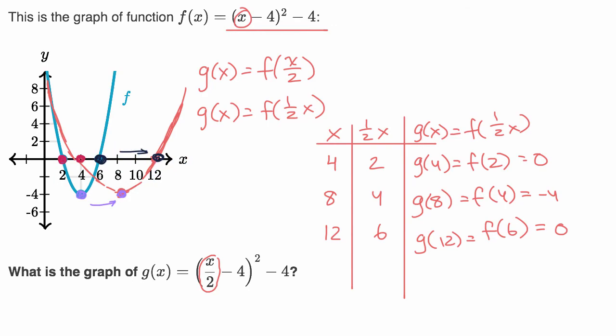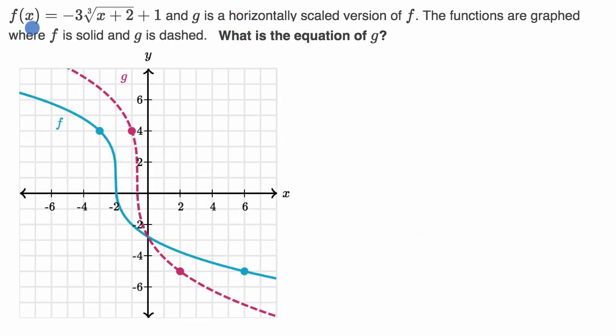Let's do one more example. f of x is equal to all of this. We have to be careful. This is a cube root over here. And g is a horizontally scaled version of f. The functions are graphed where f is solid and g is dashed. What is the equation of g? So pause this video and see if you can figure that out. All right, let's do this together.